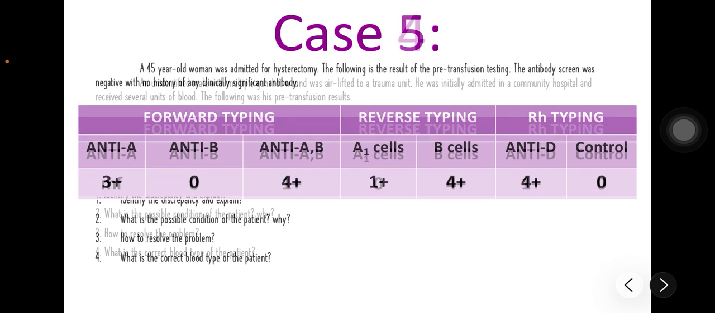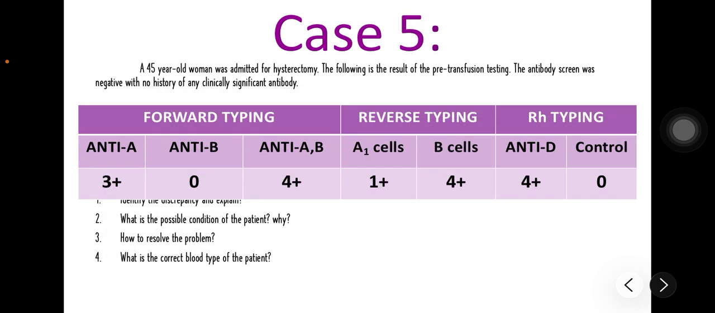And then the last case that we have, a 45-year-old woman was admitted for hysterectomy. The following is the result of the pre-transfusion testing. The antibody screen was negative with no history of any clinically significant antibody. For forward typing, anti-A is 3 plus, so A antigen is present. Anti-B is 0, so no B antigen is present. Anti-AB is 4 plus, so this confirms the presence of the A antigen.